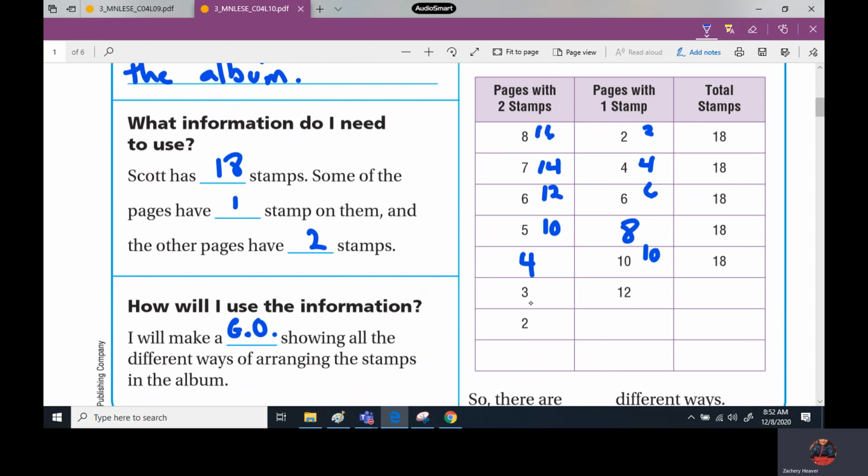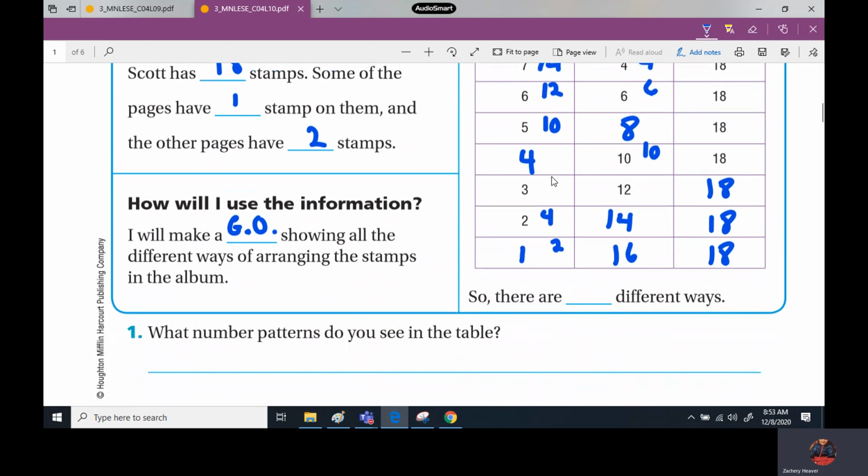And down here, they have 2 pages with 2 stamps on them. That makes 4, so he's going to need 14 more stamps on this side to make 18. Lastly, if he has 1 page with two stamps on it, which makes 2, then he's going to need 16 to make 18. That might be a little bit confusing, but that's just connecting the dots. So we have 8 different ways he could do this.